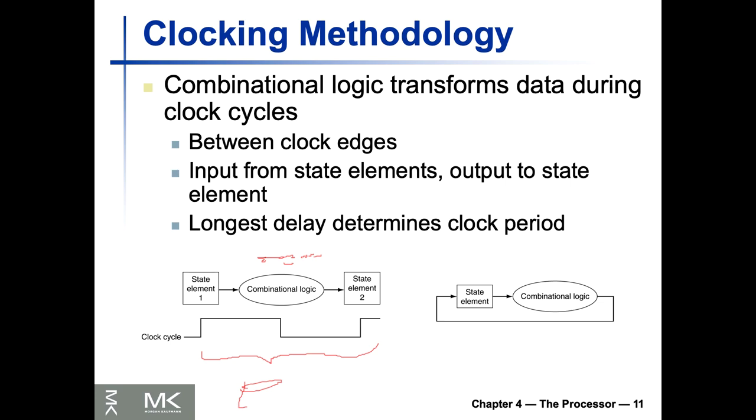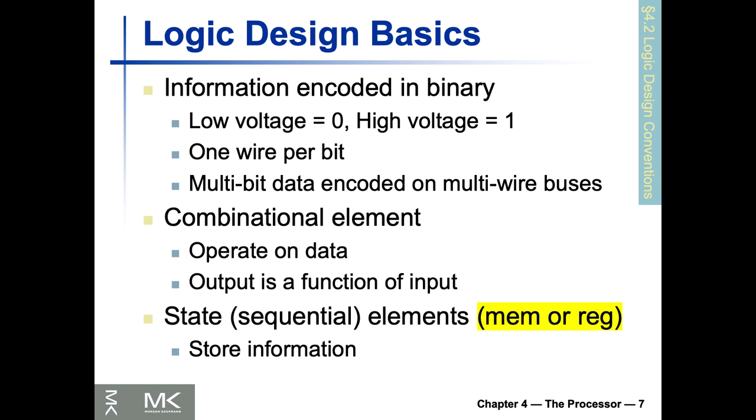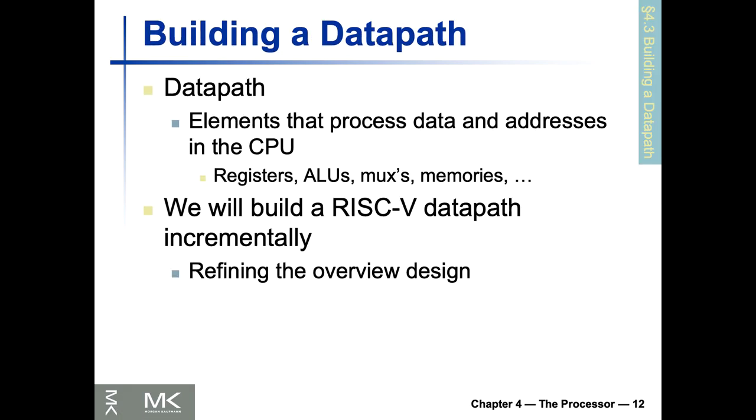Now we talked about both combinational elements within that logic design, and also the state elements for memory or registers that are dealing with storing information. Let's see how we're going to build a data path. We define a data path as elements that process data and addresses in the CPU. So we want to process data in the CPU. The elements dealing with data are registers, ALU, multiplexer, and memories. Incrementally, we are trying to build a data path for RISC-V.